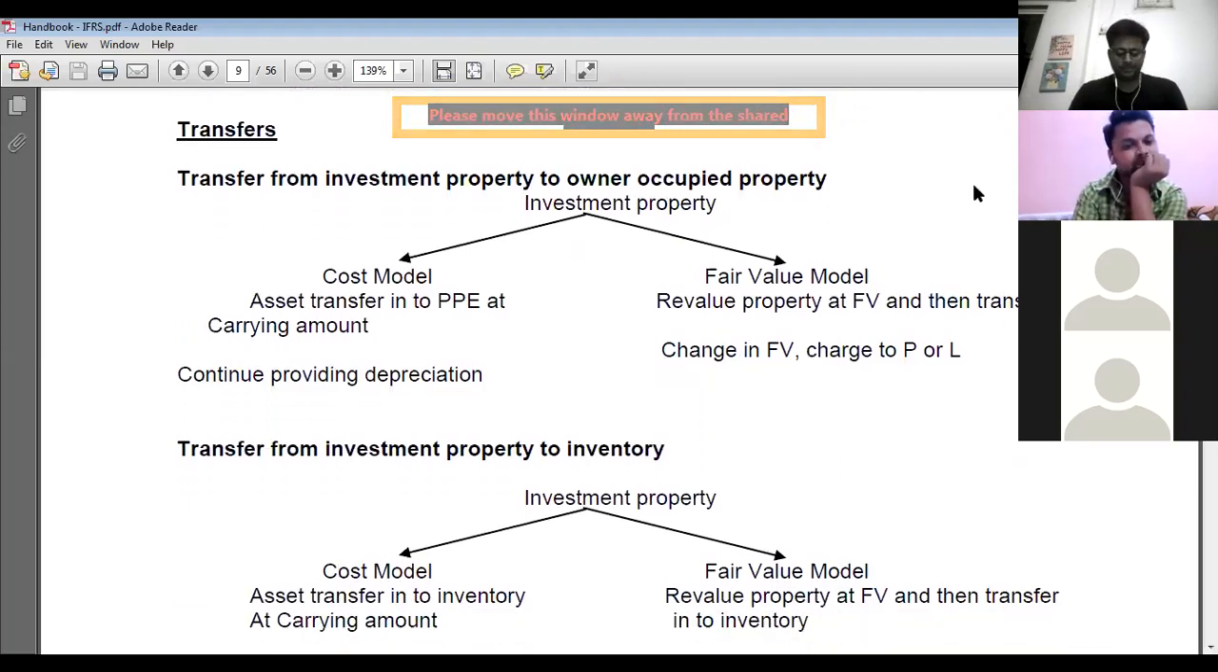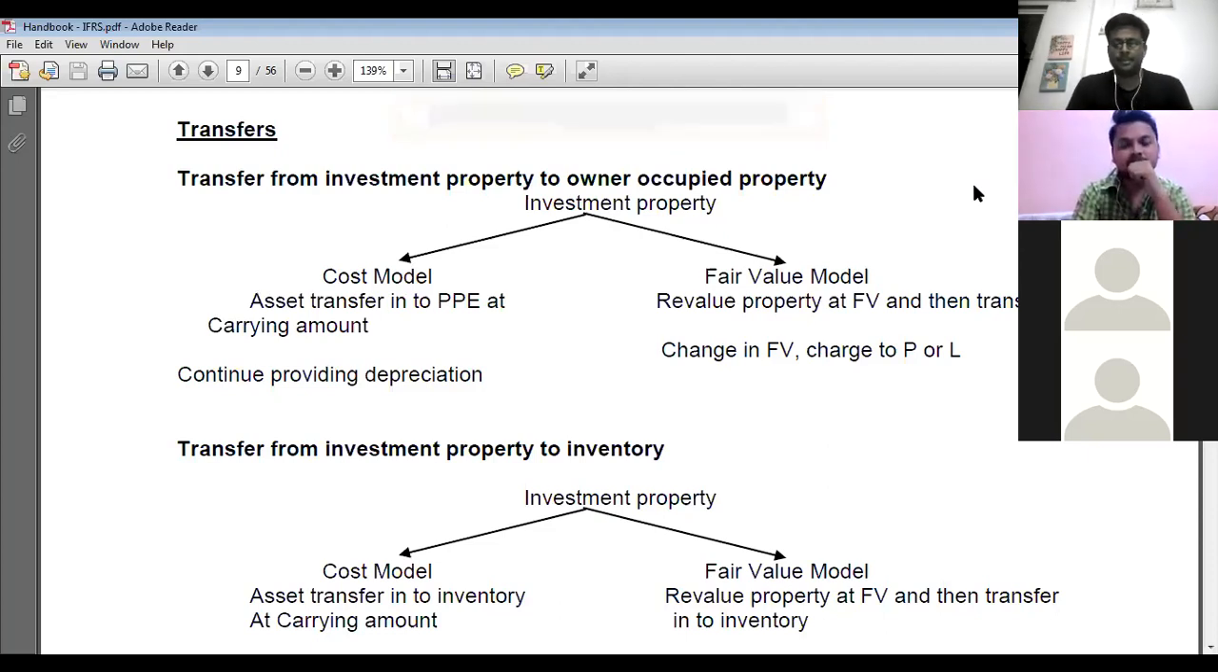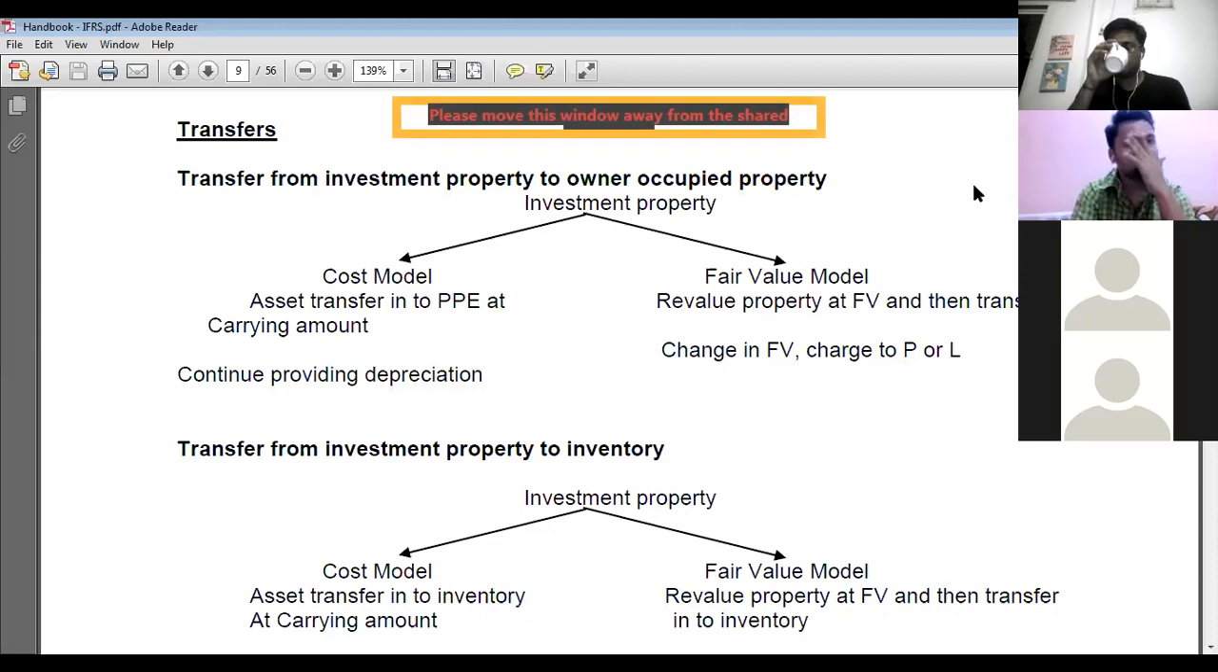So this is what is there about investment property. Now, very important part, the most important, or we can say most favorite topic.